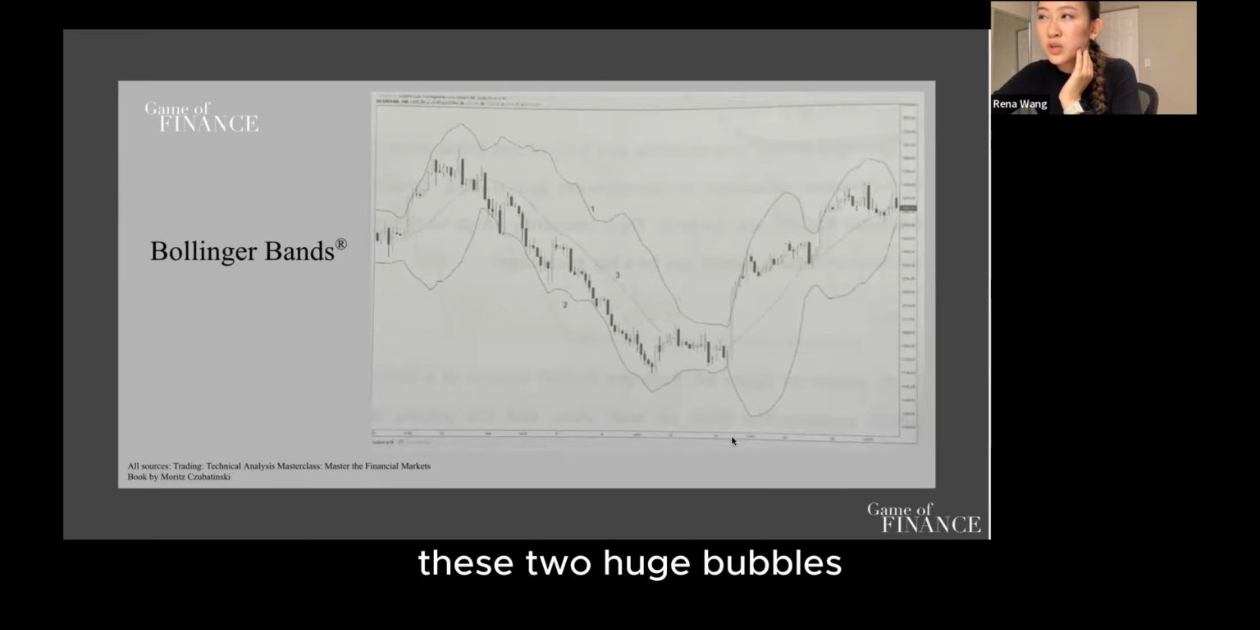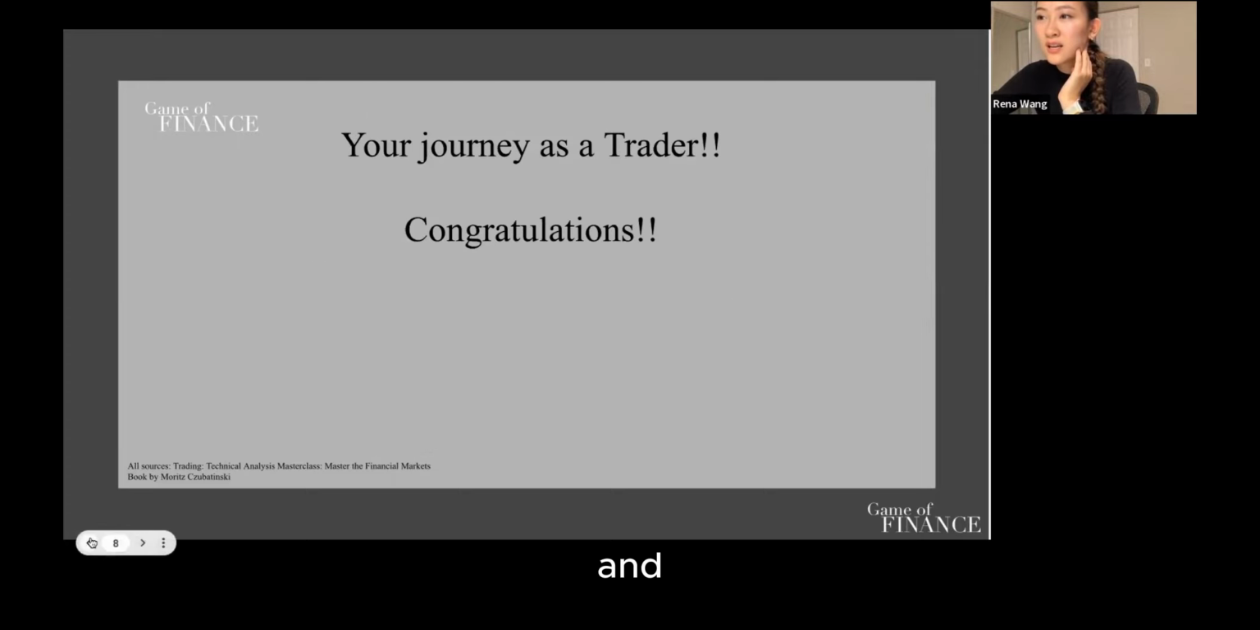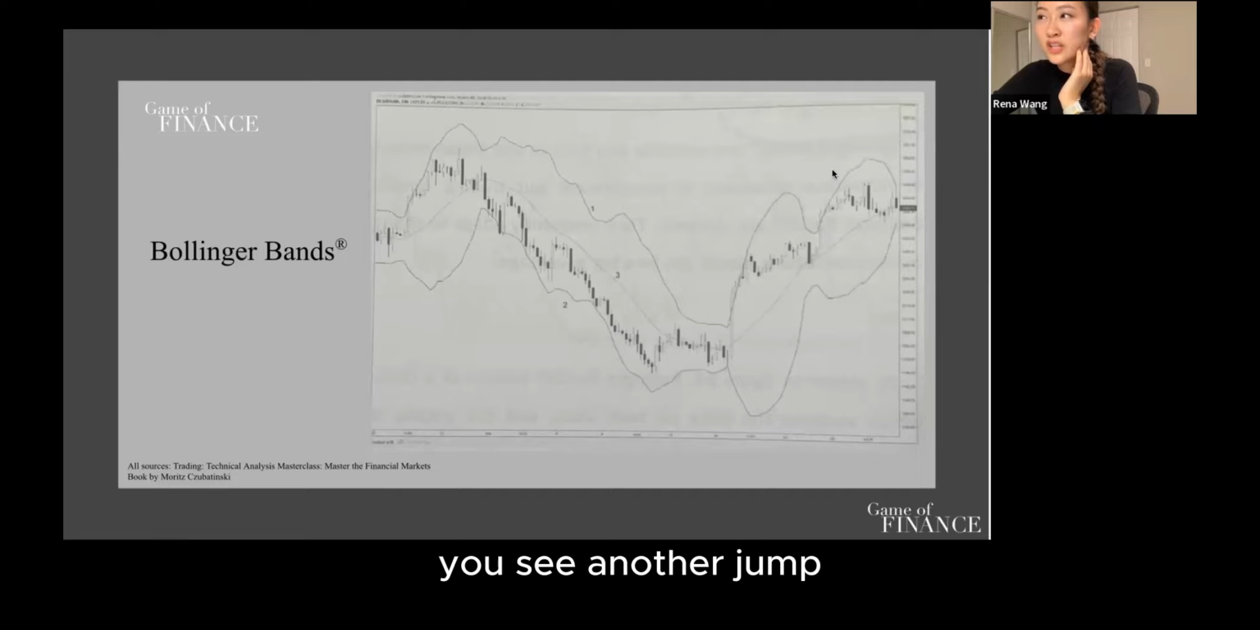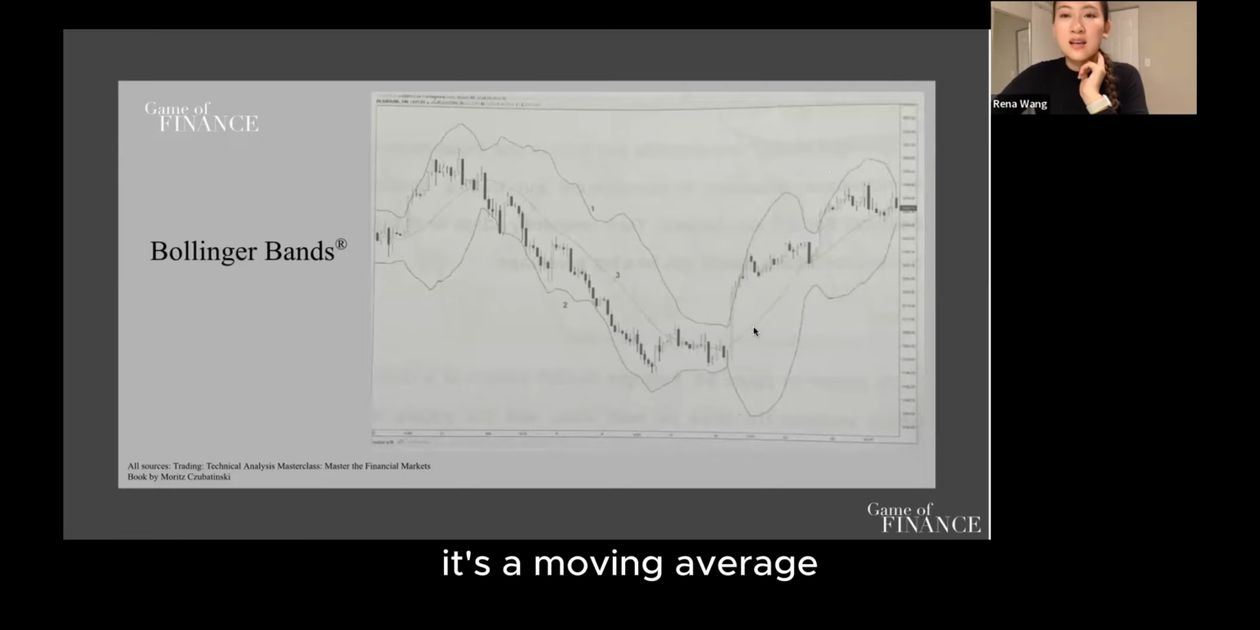But then you see these two huge bubbles. Why? Because of fluctuation. All of a sudden, it's a huge candlestick, and then all of a sudden you see another jump. So the Bollinger Bands indicate that it's very volatile with these huge bands. And then the middle, as we already said, is the moving average.